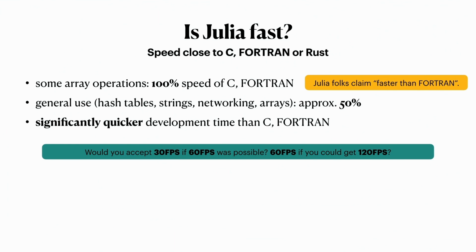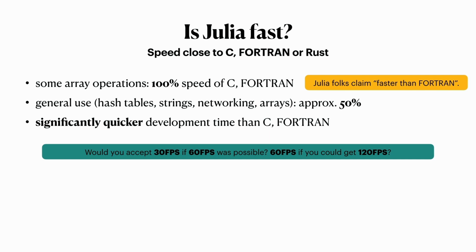This is one thing that everyone wants to know. How fast is Julia in real-life usage, not in synthetic benchmarks? Julia folks have been making some extraordinary claims about beating Fortran. In my experience, at best you could get about 100% the speed of C or Fortran. But in casual use, for example, hash tables, string concatenations, HTTP WebSocket responses, well, typically you would get about half the speed of C or Fortran. One thing is certain, the development times are shorter. You simply get more productive in Julia, just as you do in Python.